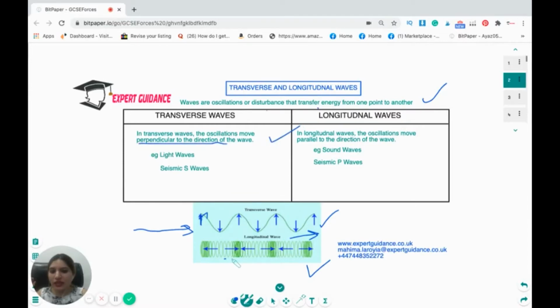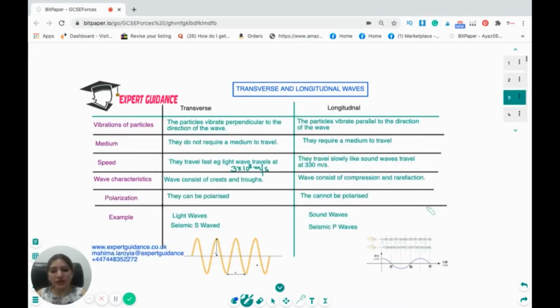So in the transverse wave, the oscillations or the disturbances move perpendicular to the direction of the waves. Whereas if you see the longitudinal waves, there the particles or the oscillations are moving parallel to the direction of waves. Examples of the transverse wave are light waves and the seismic S wave. And for the longitudinal wave, it is sound waves and the seismic P waves. If you look at the transverse waves, you will see it has some elevations and depressions, which are known as crest and trough. And if you see the longitudinal waves, they have the regions where the waves are closer together, which are the regions of compression. And where the waves are separated, these are the regions of rarefactions.